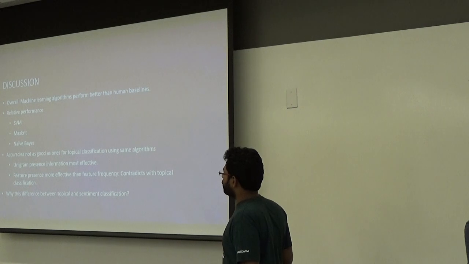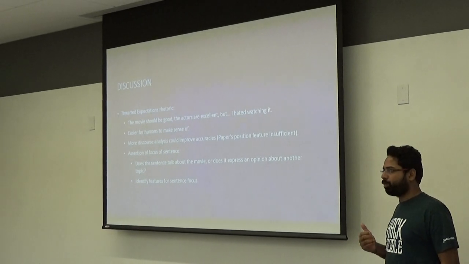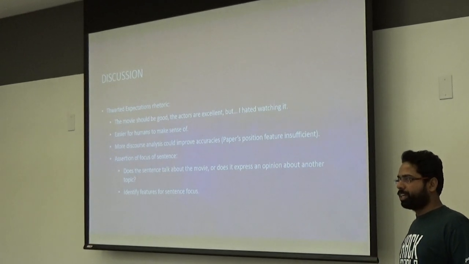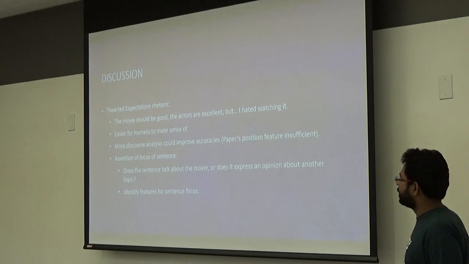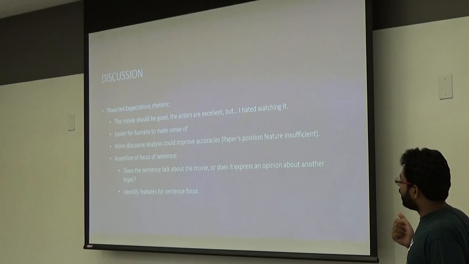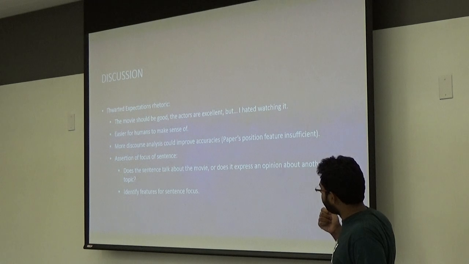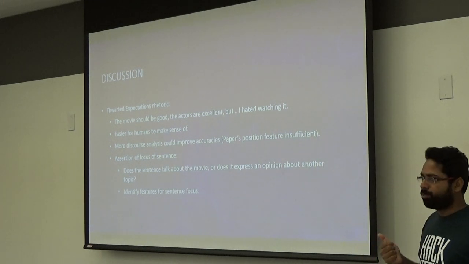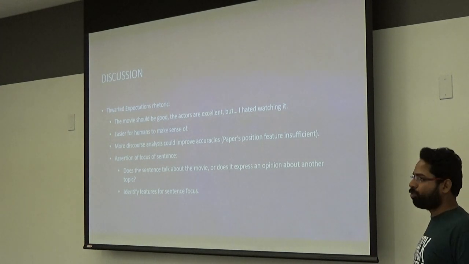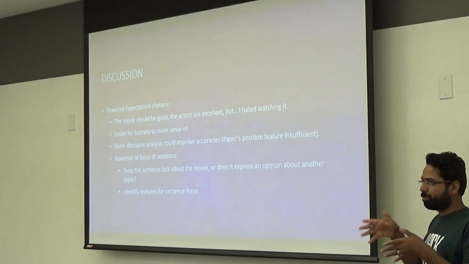And yeah, so now we come to the question: why is this different, and why is topical classification really, really better when you compare it with sentiment classification? This is about expectations, where we have people reviewing a movie, something like the movie is good, the actors are excellent, but I hated watching it. So the last word will have more importance compared to the others.